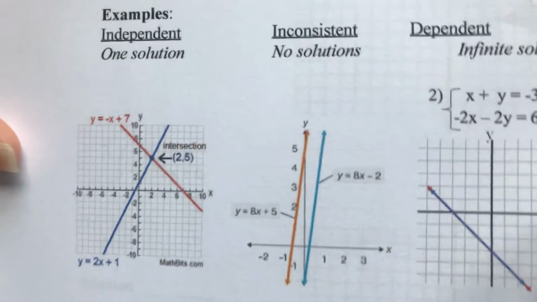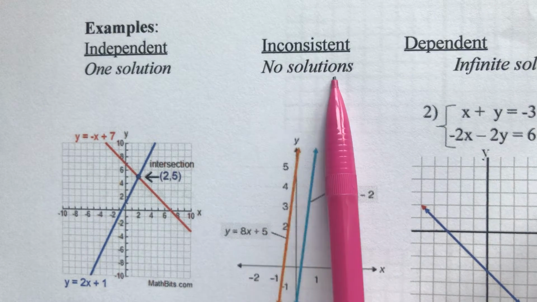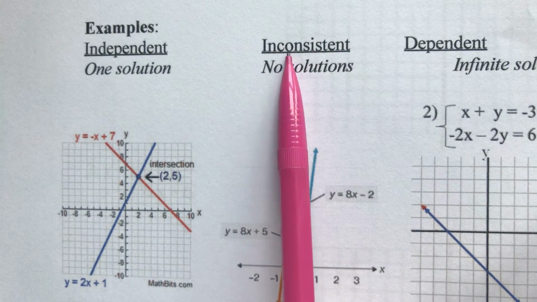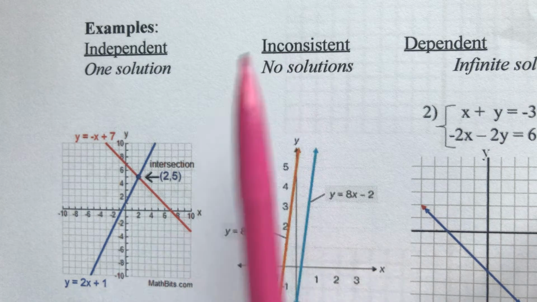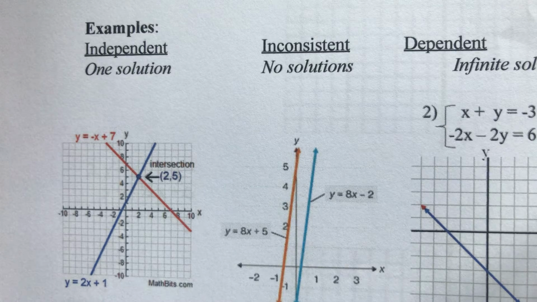Over here, we call this inconsistent. Okay, so if there's no solution. So again, these are your high school vocab words. You'll see these next year. So again, parallel lines. So I said we're going to look at this one a little bit closer.